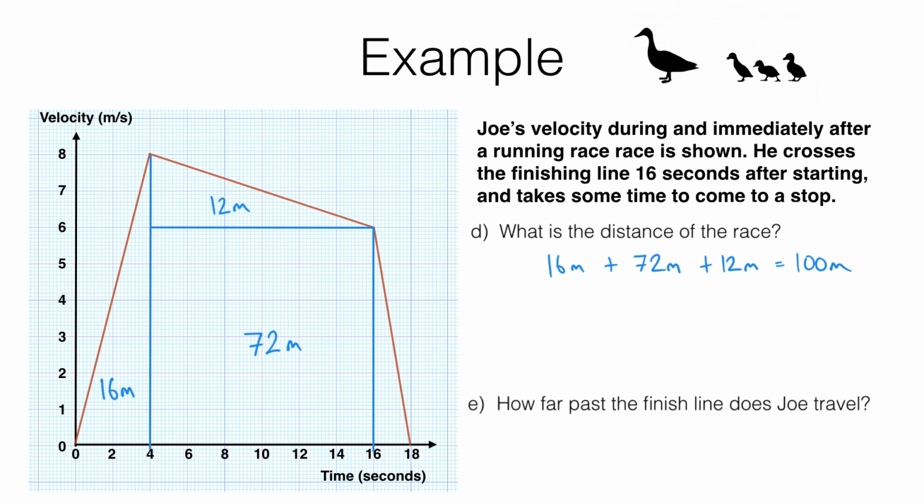And that distance is simply the area of this triangle down here. So that triangle has a height of 6. It has a base of 2. And remember, the area of a triangle is base times height divided by 2. So that's 2 times 6 divided by 2, which is just 6. So he only travels 6 meters past the finish line.